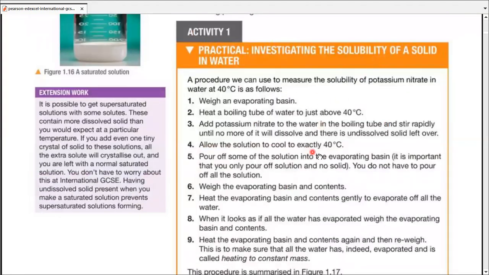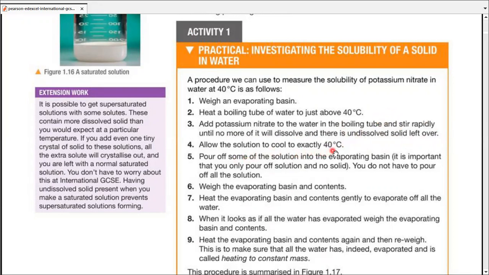Now, we can easily investigate solubility. For example, we can measure the solubility of potassium nitrate in water at 40 degrees centigrade. The steps are pretty easy. Weigh an evaporating basin, heat a boiling tube of water to just above 40 degrees centigrade, add potassium nitrate to water in the boiling tube, stir rapidly until no more of it will dissolve, and there is some undissolved solid left over. This makes sure that all of it has dissolved.